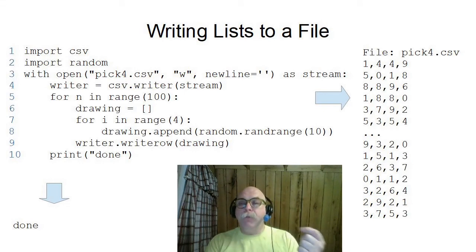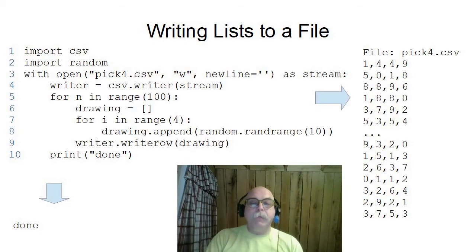On line 4, I create a writer object that lets me write to the stream. You can see I say csv.writer(stream). If I'd named my file something else, I would have said csv.writer of something else. And I named my writer writer because that's a nice name, but I could have named it anything I want. That's just another variable. So on line 4, I create the writer that's actually going to be doing the writing.